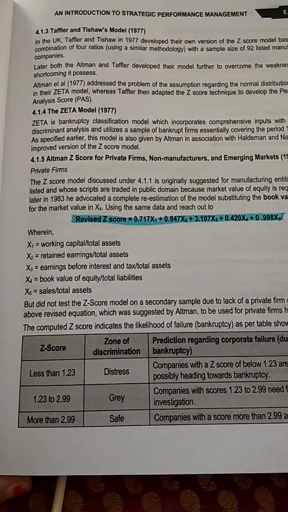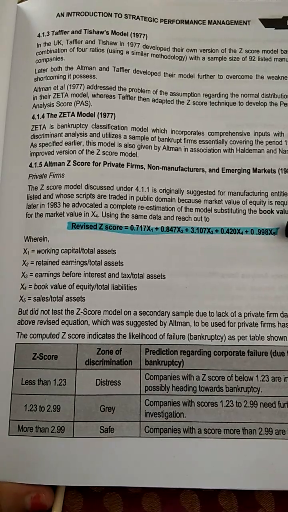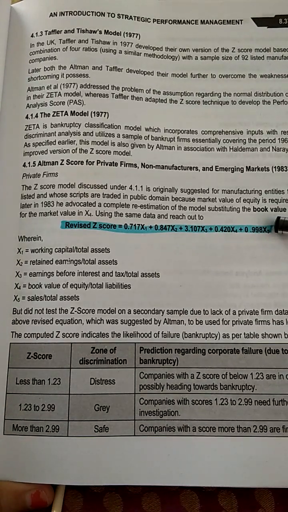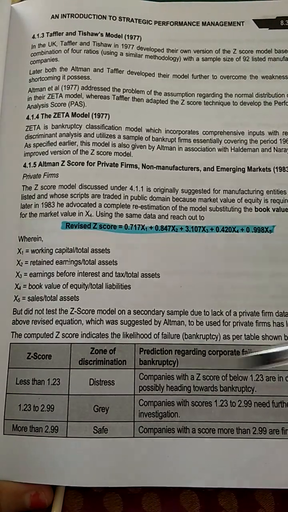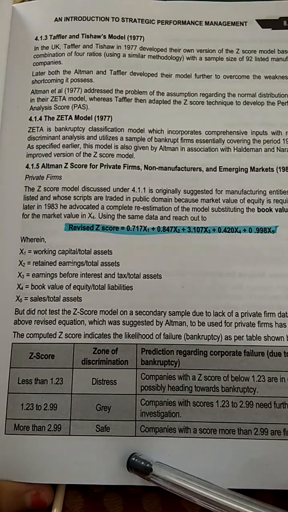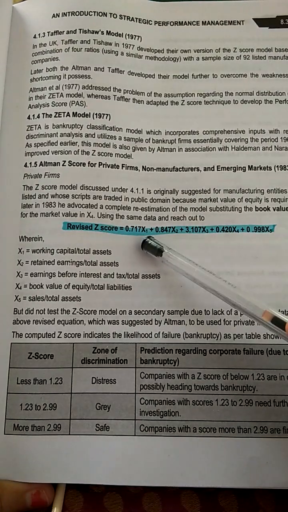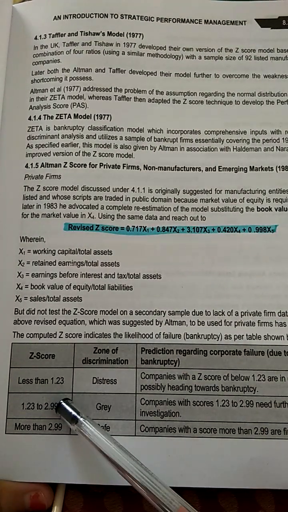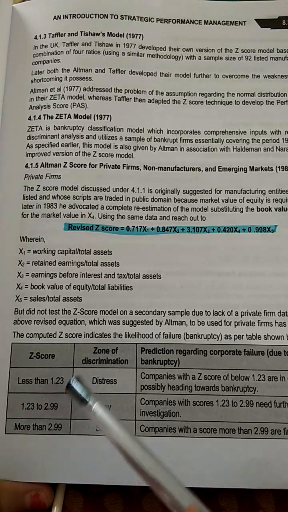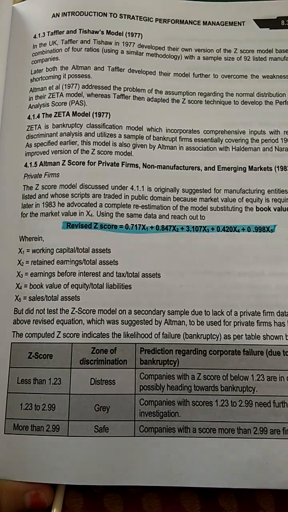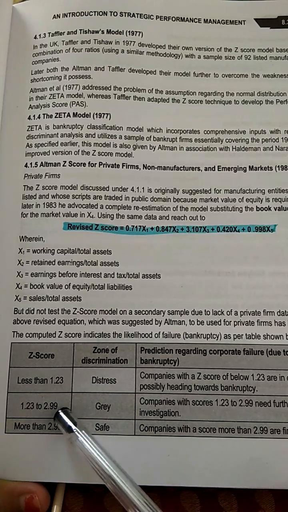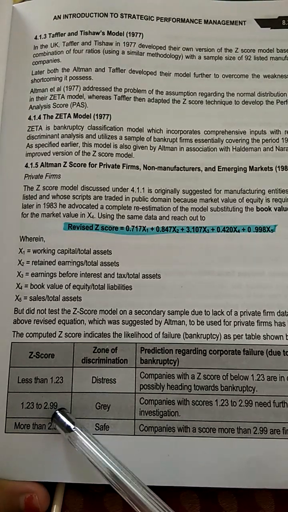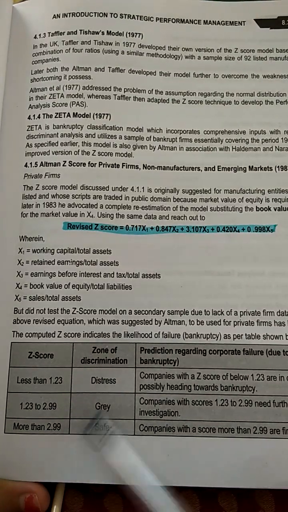Again guys, see, this is a revised z-score. We can see the equation of the revised z-score as well. Here are the score and the zone of discrimination. When we are talking about the revised z-score, if the z-score is less than 1.23, whereas earlier it was 1.1, here it is 1.23, there it was 2.6, here it is 2.99, and so on.